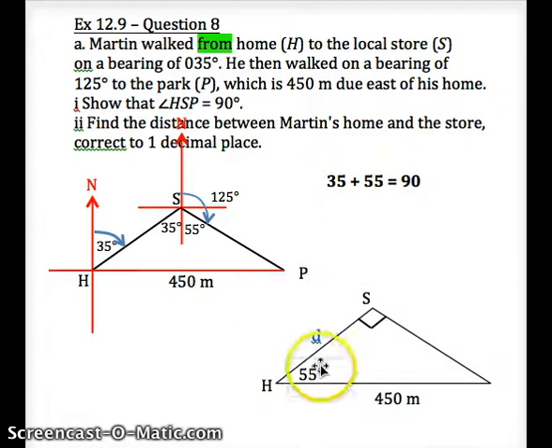Okay, so now by redrawing the diagram over here, you can clearly see you've got a right angle. We know that this distance down here is that distance there, which is 450 meters, and we can work out D. And we can use cos. So cos of 55 is adjacent over hypotenuse. So cos of 55 is D over 450, and you can just work out D then. And remember to round it off to 1 decimal place.